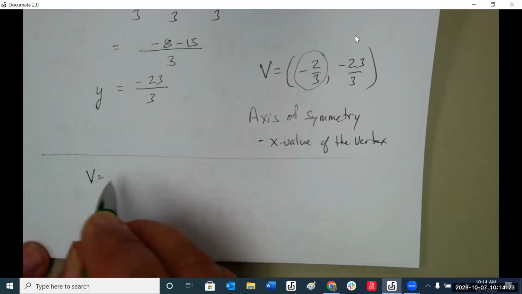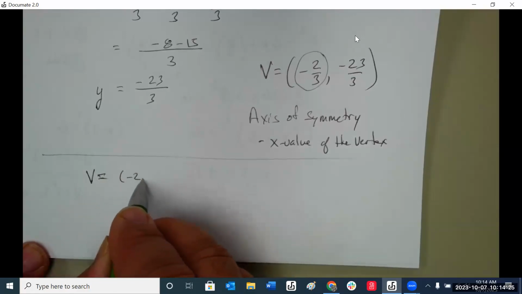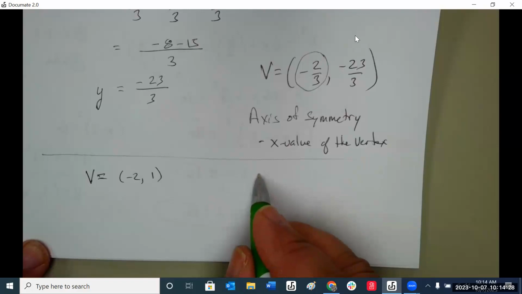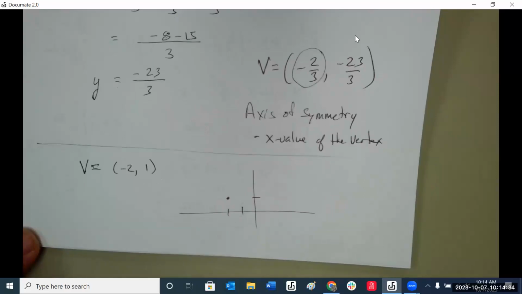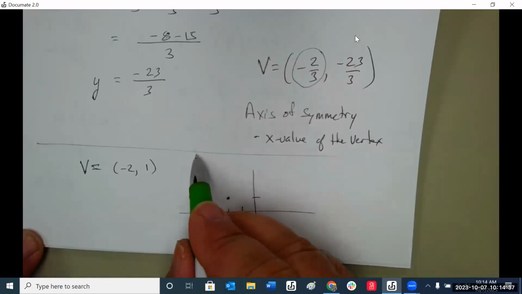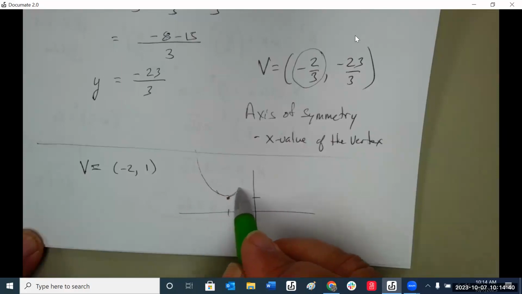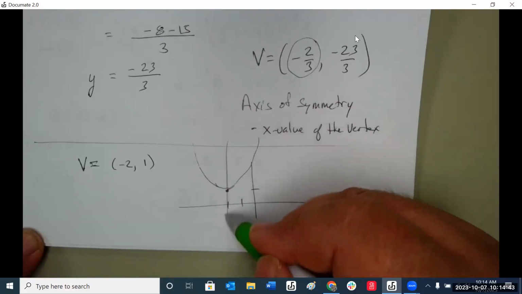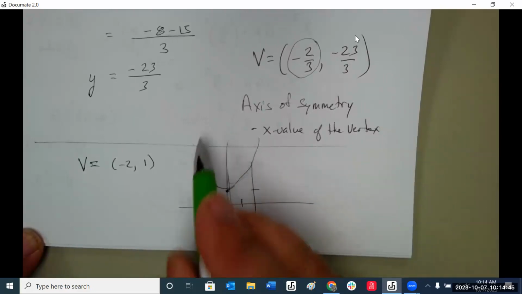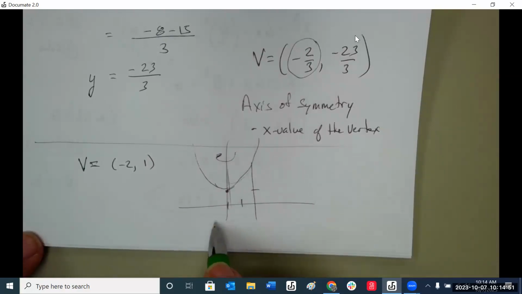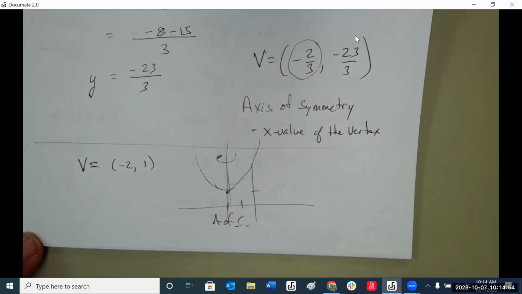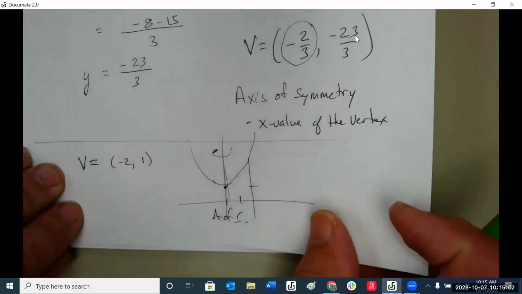Why is it called the axis of symmetry? Because what if our vertex was at negative 2, 1? And it's a quadratic equation. So our graph would look like this. That's the vertex's lowest point. So this half has to equal this half. So I can rotate it about this and have the same picture. So that's why it's called the axis of symmetry. So far, so good. So we found the vertex, we found the equations.